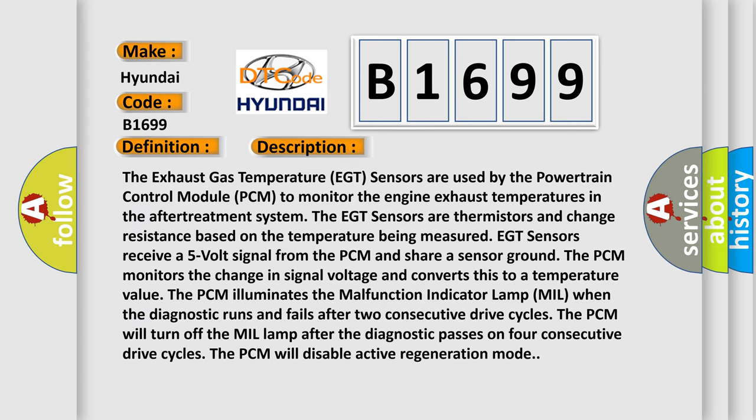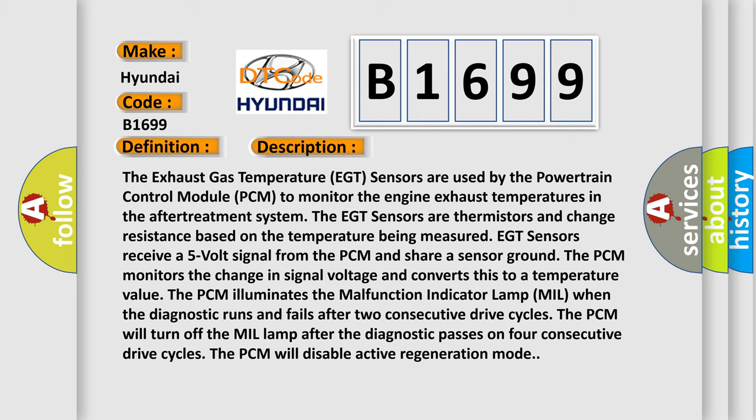And now this is a short description of this DTC code. The exhaust gas temperature EGT sensors are used by the powertrain control module PCM to monitor the engine exhaust temperatures in the aftertreatment system. The EGT sensors are thermistors and change resistance based on the temperature being measured. EGT sensors receive a 5-volt signal from the PCM and share a sensor ground. The PCM monitors the change in signal voltage and converts this to a temperature value.